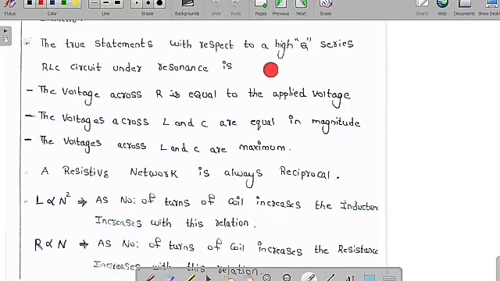Statements with respect to a high Q series RLC circuit under resonance. If you take a series RLC circuit with a huge Q factor, then these are some of the important points at resonance. The voltage across the resistor is equal to the applied voltage. Yes, at resonance the supply voltage is equal to the voltage across the resistor. The voltages across L and C are equal in magnitude. Yes, they are equal in magnitude, but a phase difference of 180 degrees is present between them. And the voltages across L and C are maximum at resonance also.